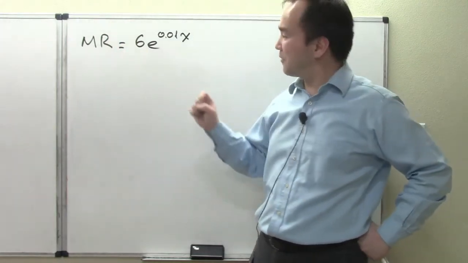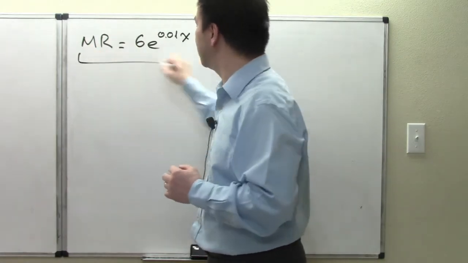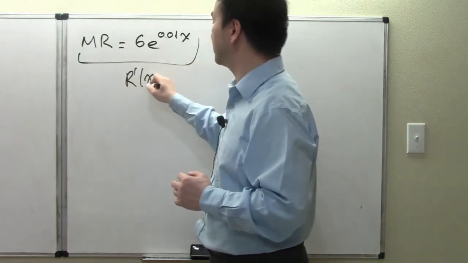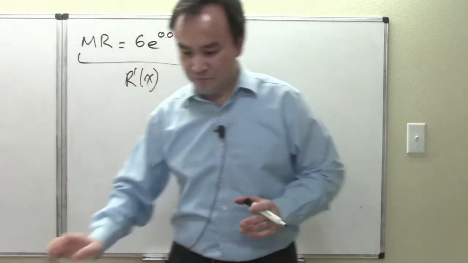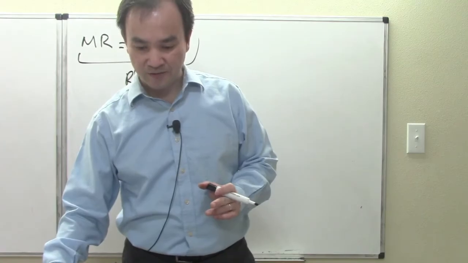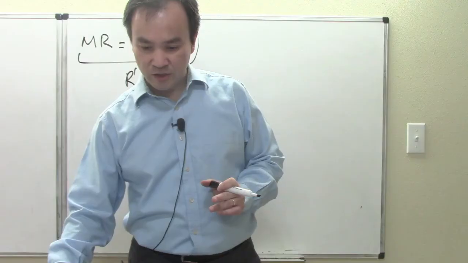And so from this marginal revenue, which can simply be understood as R prime of x, the derivative of our revenue function, the question is asking us to find the following. What is the revenue from having x equals 105 in sales? So this is what it says here.